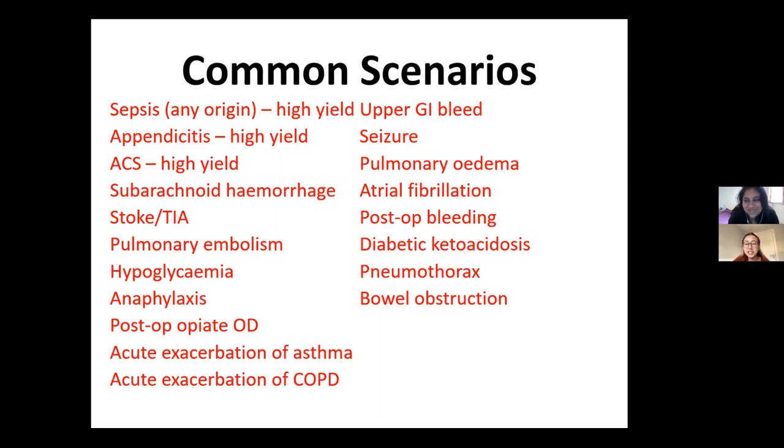With AFib, I was going to say, they probably want you to add something like rate or rhythm control, something like that, in terms of acute treatment, but nothing to do with shockable. It's not VFib. Okay, yeah, thank you.